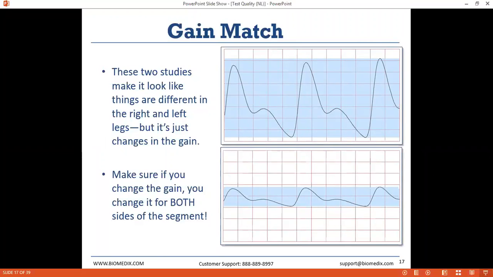So if you're in a situation where you need to reduce the gain on one leg, you need to go back and redo the test on the opposite leg to make sure that those gains match, and the interpreting physician is comparing apples to apples.